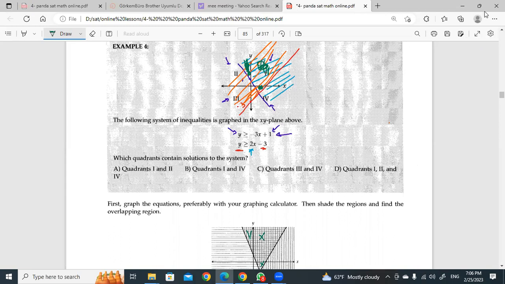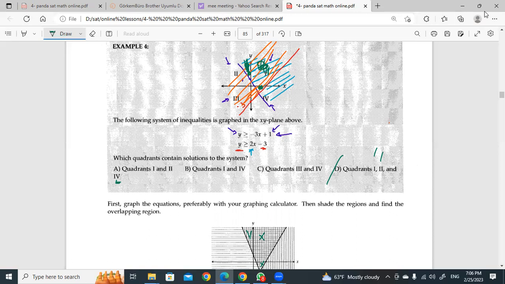So I have the first quadrant and the second quadrant and the fourth quadrant. So the answer will be D. The first and the second and the fourth. Clear? Any questions?